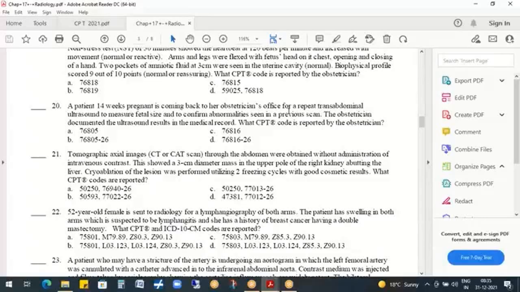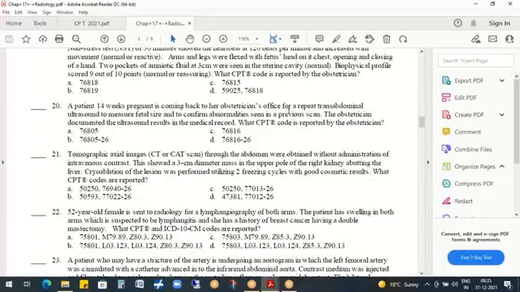It is performed in the physician's office. As per the rule, can we use 26 modifier for physician office if a technique is performed by the same physician? No. Then what is the answer? 76816.